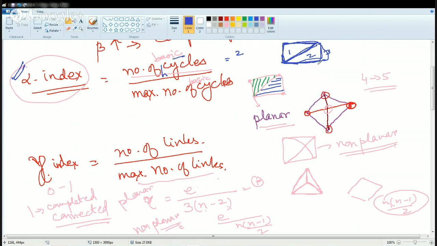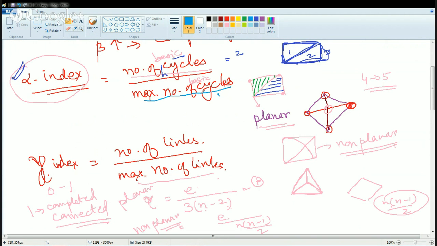But we are talking about only the basic cycles in the case of alpha index, which is very important. So here, what would be the number of basic cycles? Basic cycles are those which do not include the union of any 2 cycles. So I cannot unite 1 and 2 and say this would be another cycle. So here, how many basic cycles would there be? Just 2.